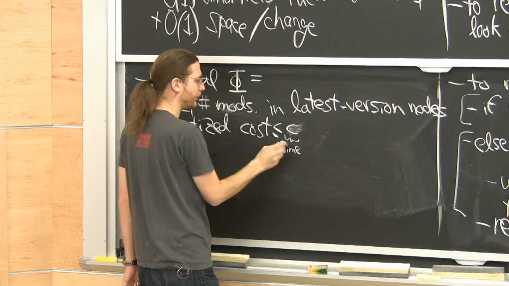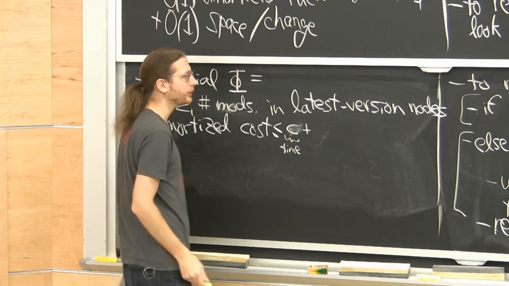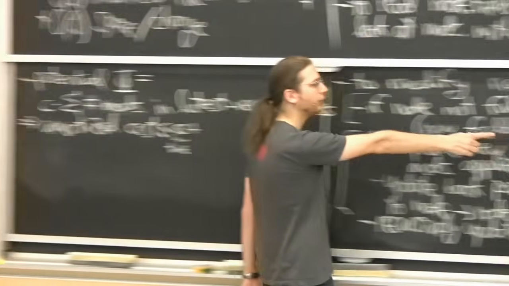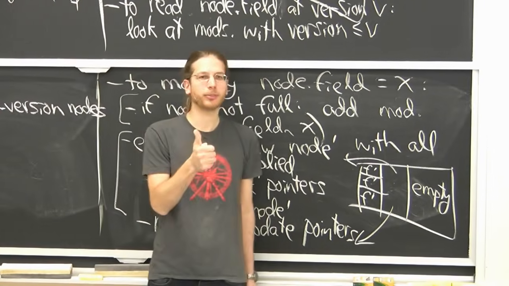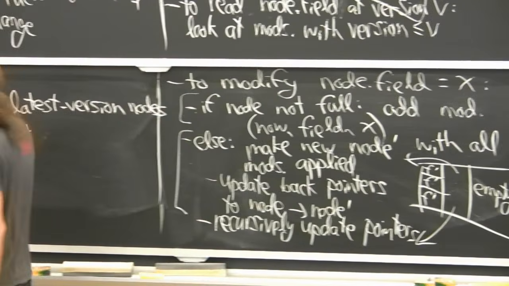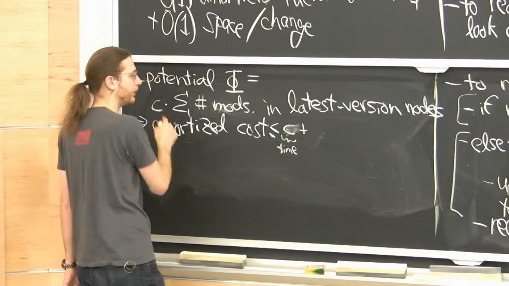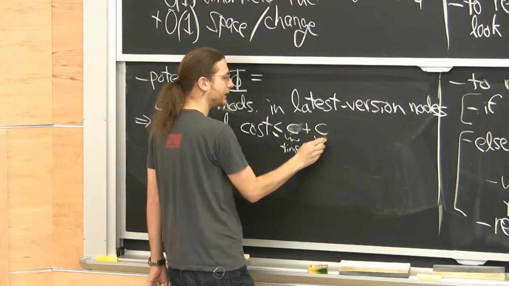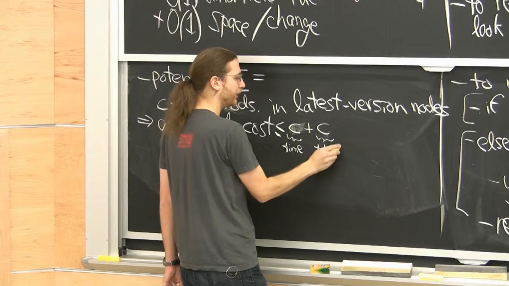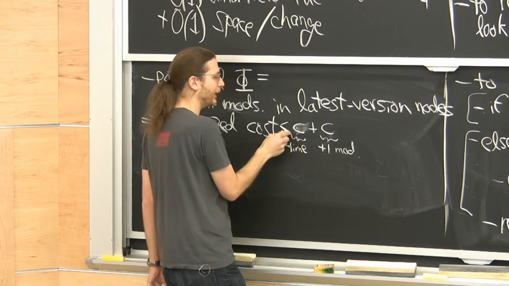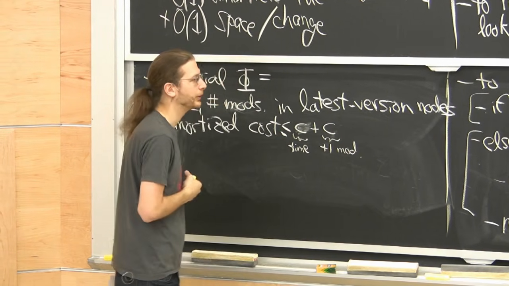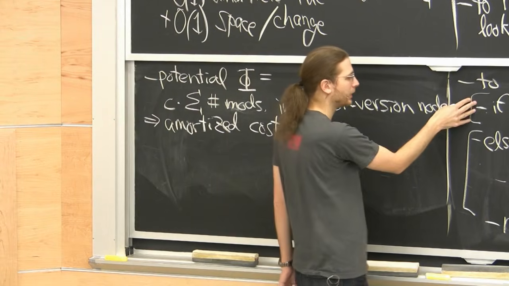That's the part that I don't want to try to measure. Then potentially we add a new mod. If we add a mod, that increases the potential by C, because we're just counting mods multiplying by C. So we might get +1 mod. This is going to be an upper bound. We don't always add one, but worst case we always add one, let's say.